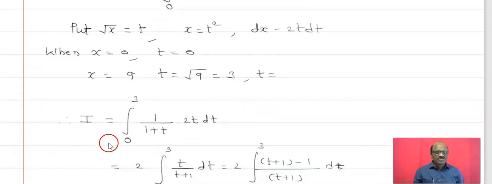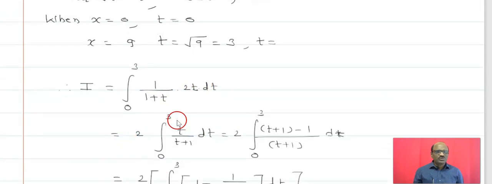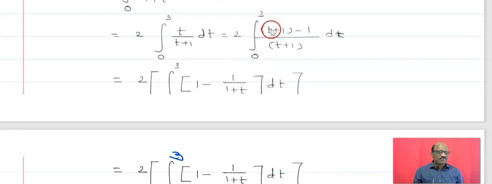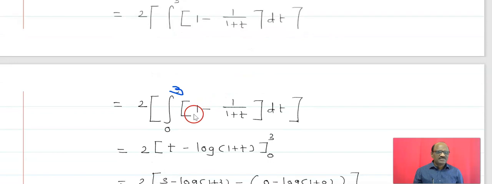Therefore, our integral will change: I is equal to the integral with lower limit 0 and upper limit 3 of 1 upon 1 plus t, times 2t dt. Therefore, 2 times the integral from 0 to 3 of t upon t plus 1 dt. Now we'll adjust the numerator by adding plus 1 and minus 1, and then you will get 2 times the integral from 0 to 3 of t plus 1 minus 1 upon t plus 1 dt. If we divide, t plus 1 upon t plus 1 gives 1, minus 1 upon t plus 1, dt.